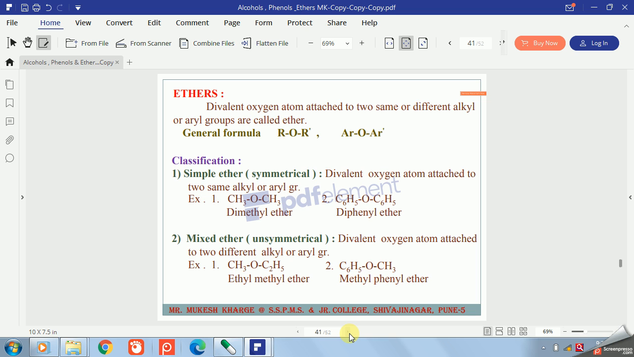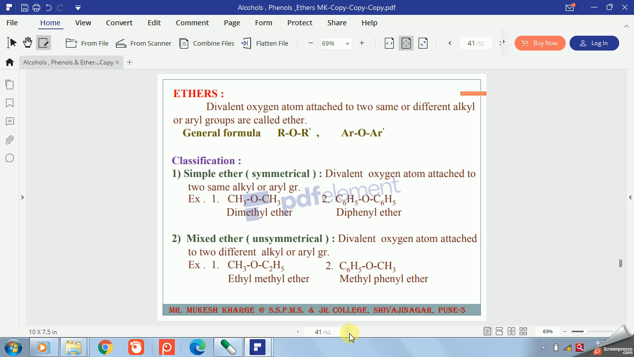There is one another definition. Ethers are organic derivatives of water having two alkyl or aryl groups bonded to divalent oxygen atom, or these ethers may also be considered as alkyl oxide or aryl oxide, that is R2O or Ar2O.